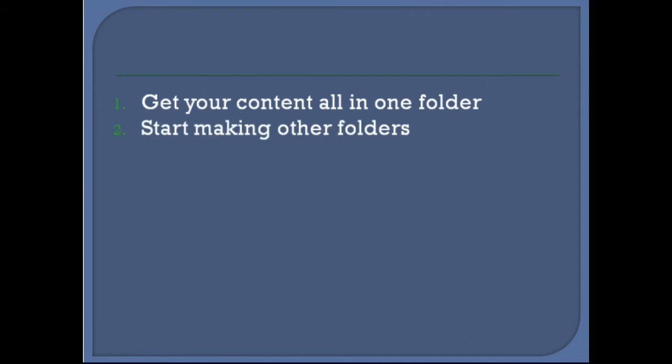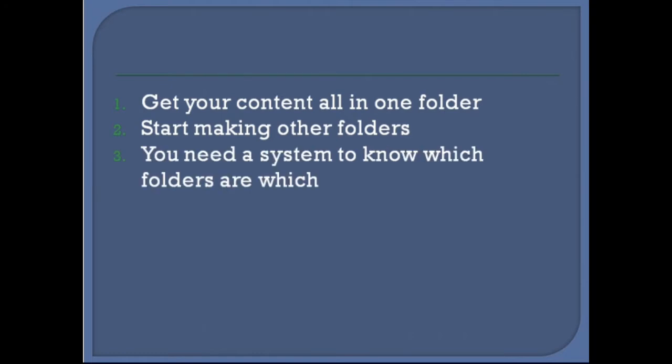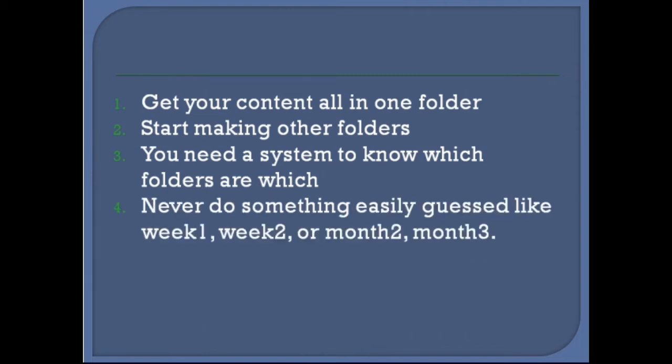And then you're going to start making other folders. You're going to need to have some sort of system to know which folders are which. So what I recommend is you figure out your delivery plan. Once you figure out your delivery plan, then you can do week 1, week 2, week 3, and so forth, or month 1, month 2, month 3, and so forth. But you never want to do something that is easily guessed, like week 1, week 2. You always want to add some sort of numbers after it or before it. But you still want to keep it where you know exactly what week 1 and 2 and so forth are.